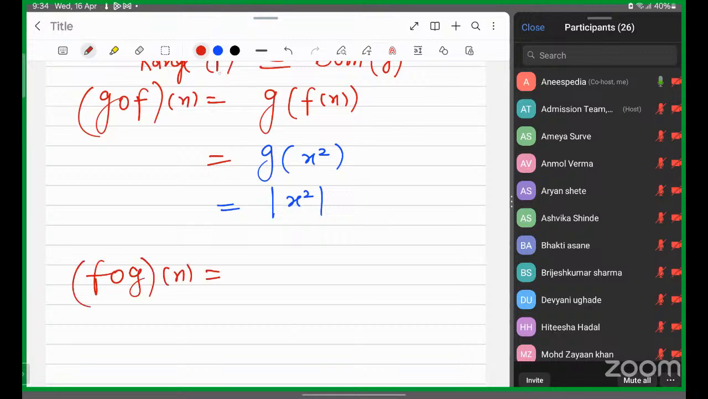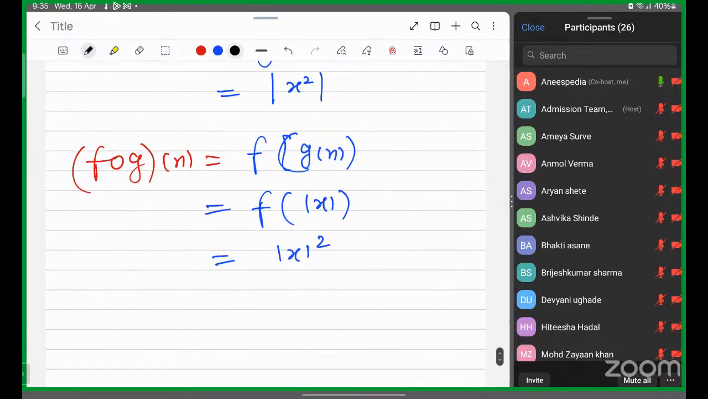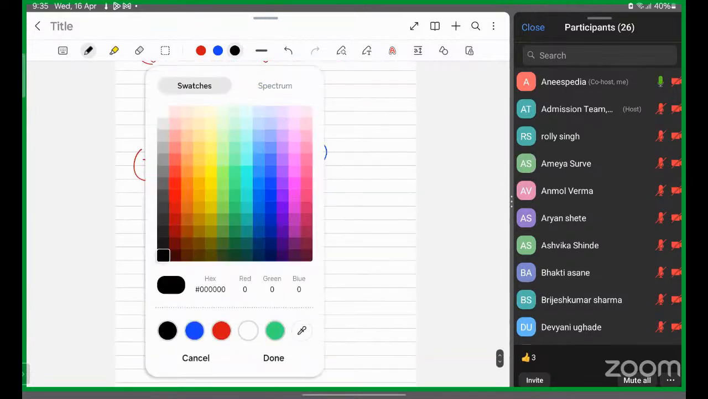If you are going to define it the other way, that is also possible. So f of g of x will be f as the main function with g of x as its input. g of x is mod x. f is x square. Mod x will be the input. So we can write it as mod x to the whole square. Are you getting it? Yes or no? Yes, sir. Okay.